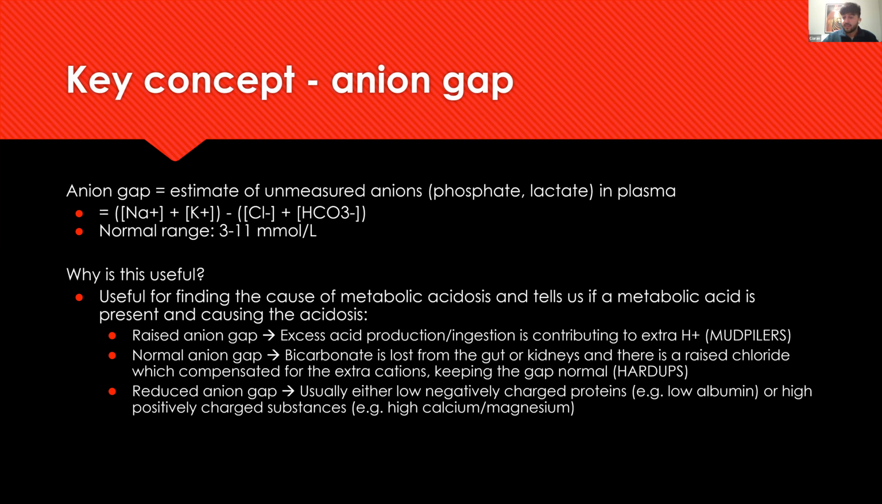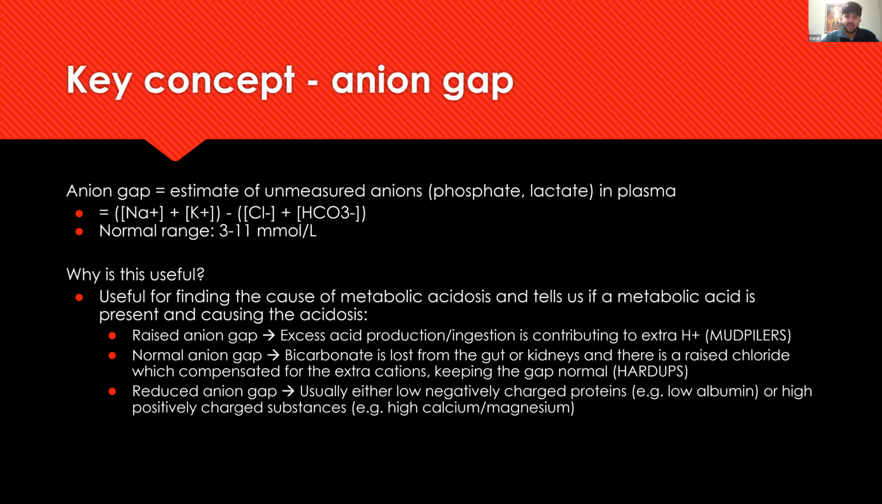And what this does is it gives us a value in which we expect the normal range to be 3 to 11. Ultimately, it gives us an idea of whether there is an excess of unmeasured anions, for example, an excess of acid, which is contributing to this acidosis. And what you want to consider is: is this anion gap raised, i.e. is it greater than 11 millimoles per liter? Is it within the normal range, or is it reduced?